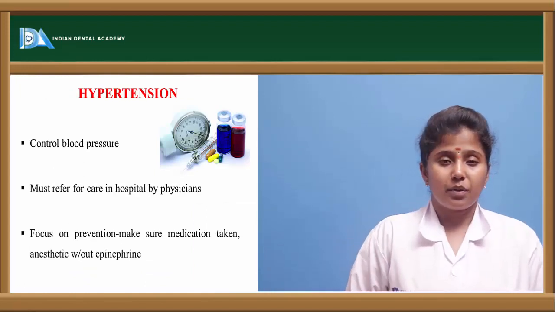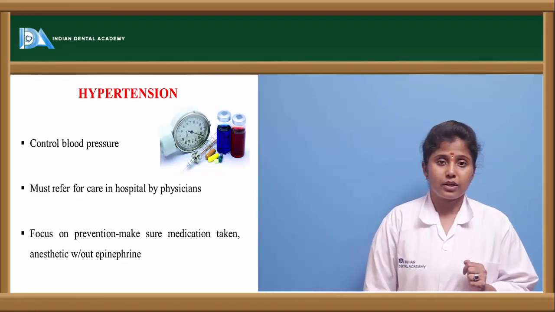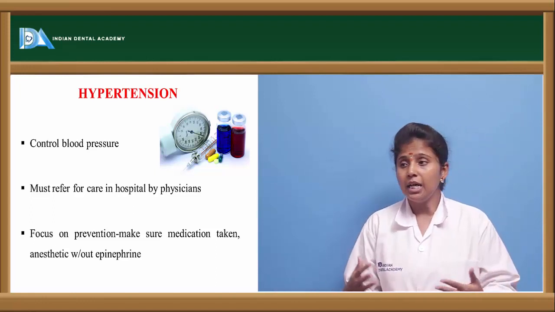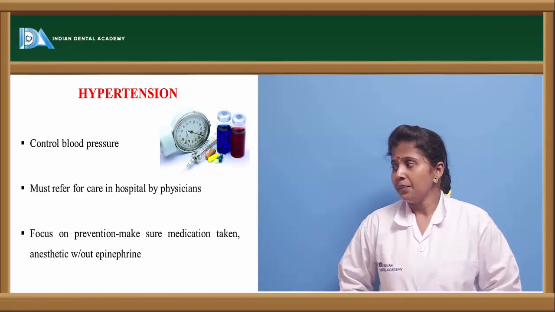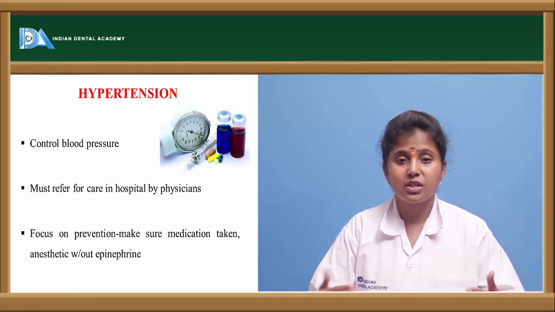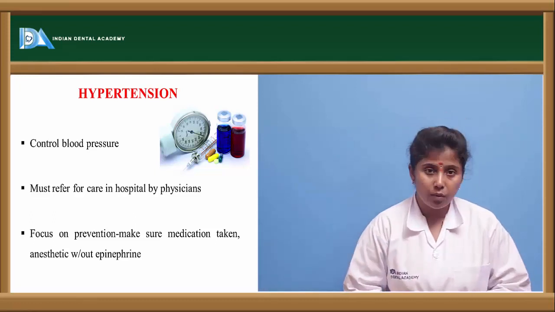Hypertension. How can hypertension be treated? The first thing is that we need to monitor the blood pressure of that person. Immediately check what the blood pressure is. If it is very high, then we need to give the antihypertensive agents which are available. Focus on the prevention, and make sure the medication is taken properly.